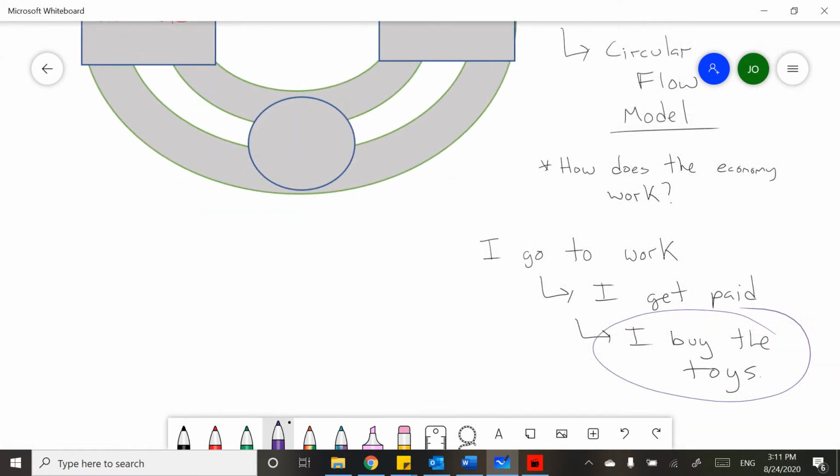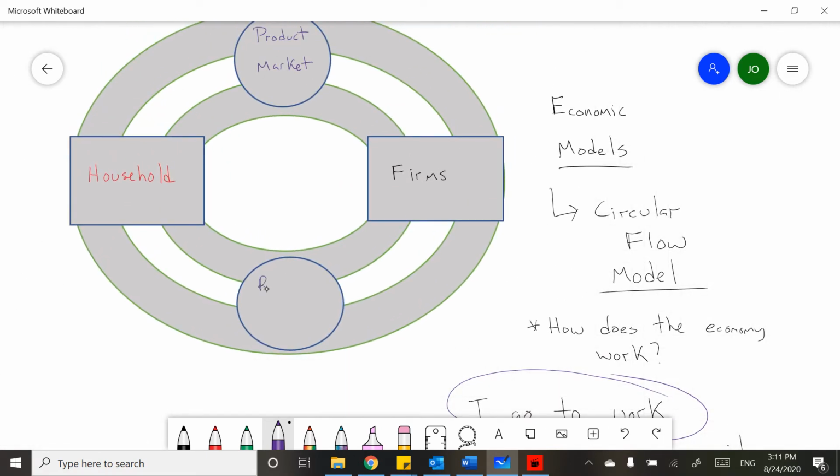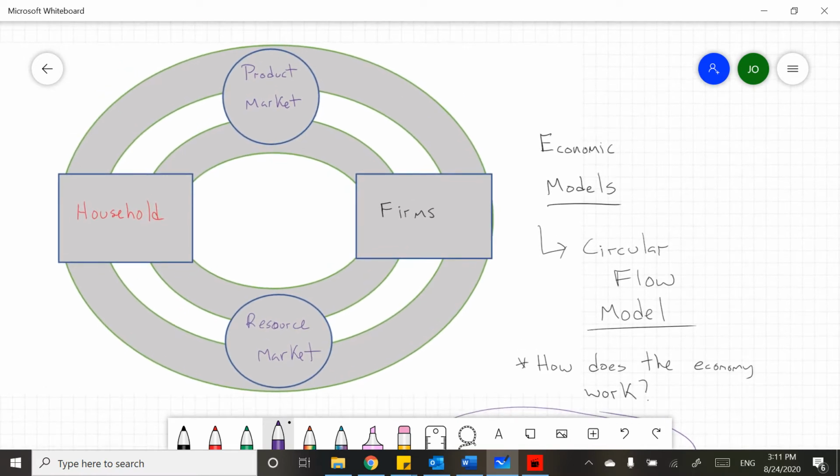But what about the other part? This part. Well, this part is the resource market. Right? So, I also interact in a business, for example, right? I go to work at school, at a college. That is the firm. I am the household, the college is the firm. I go work, I get paid. That happens in the resource market. Okay? So we have two entities, the household and the firms, and we have two markets. And we're going to briefly explain how the economy works.